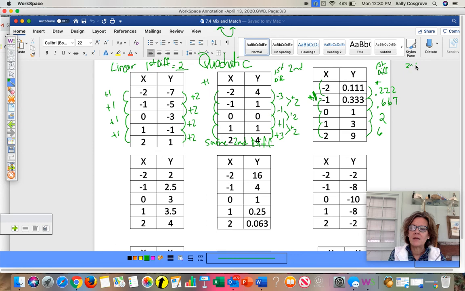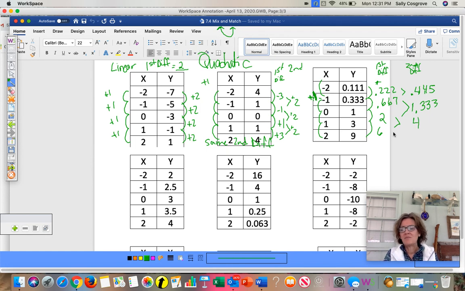Let's test the second difference. The difference between 0.222 and 0.667 is 0.445. Okay. From 0.667 to 2, that's not 0.445. Let's see what that is. 2 minus 0.667. And you know what it is? 1.333. And then from 2 to 6, that's 4.